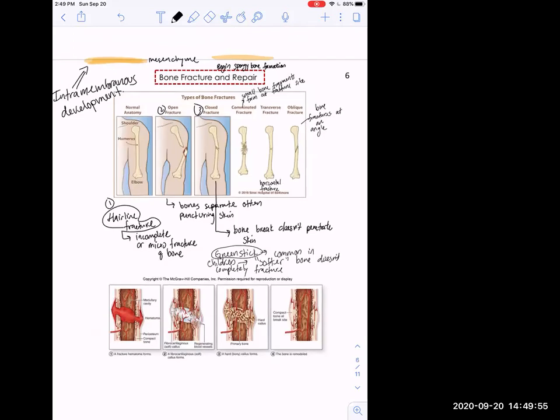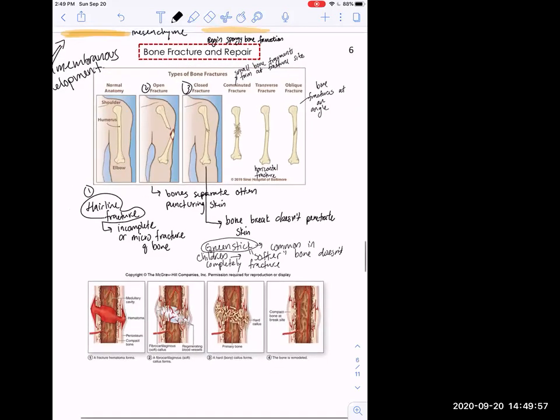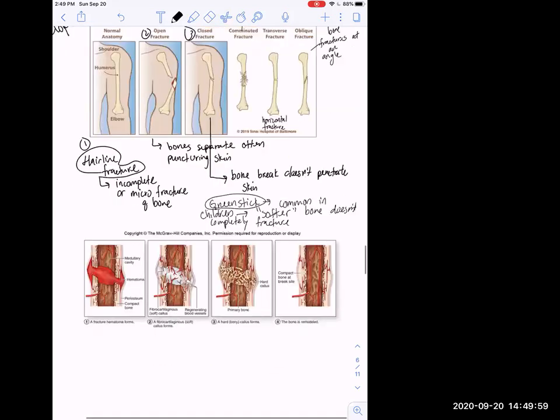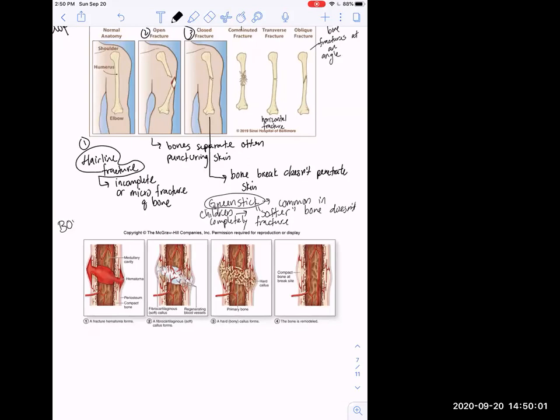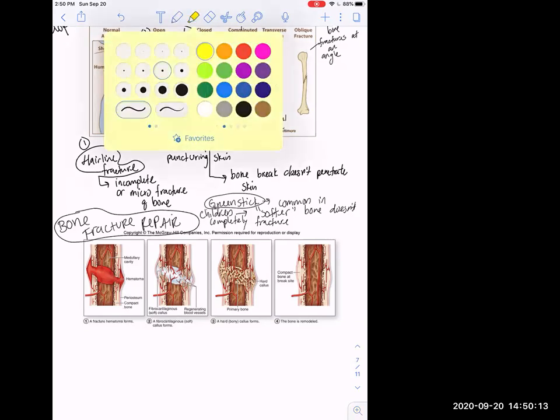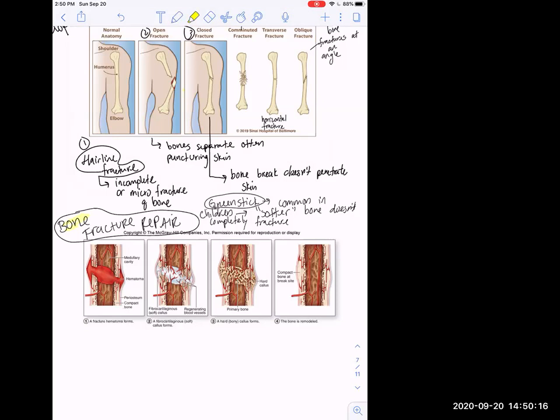Now, regardless of what type of fracture you have here, there are several steps involved in bone fracture repair, and that's what this image is. Okay, let's talk about bone fracture repair. Bone fracture repair occurs in a couple of steps.